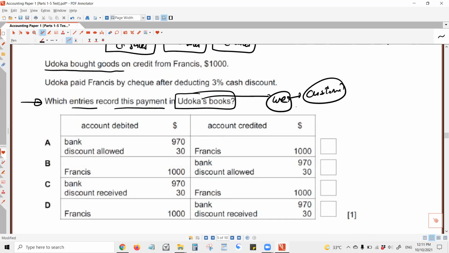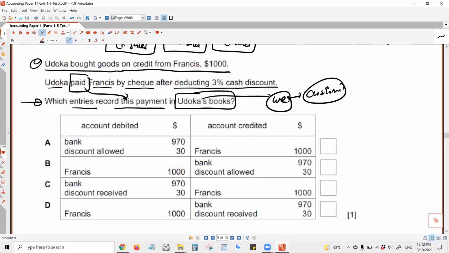Bought goods on credit from Franchise, 1,000. Okay. Is this what you need to record right now? No, it's not about the payment. The question is not asking you to record the first one. They're asking you to record the second sentence. Yudoka paid Franchise by check after deducting 3% cash discount.